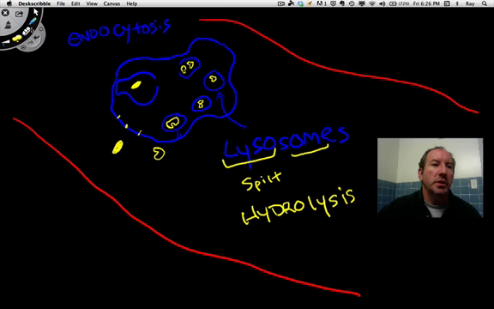And so when these two things come in contact with one another, what's going to happen is these vesicles are going to fuse together, and the enzymes are going to come over here and break down the bacteria into little tiny monomers. And when these little monomers are small enough, they're then going to simply diffuse out of the lysosome, and the white blood cell is going to be able to digest it. So the lysosome, very simply stated, is like the stomach of the cell.